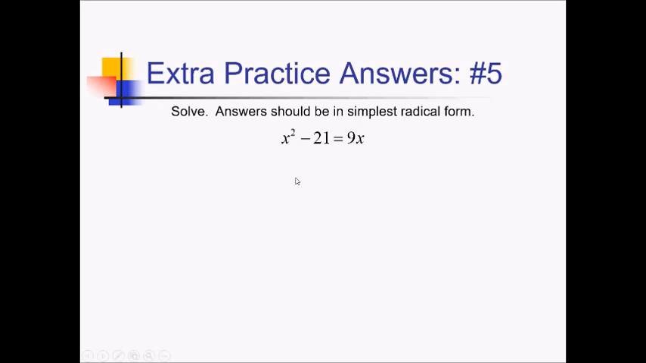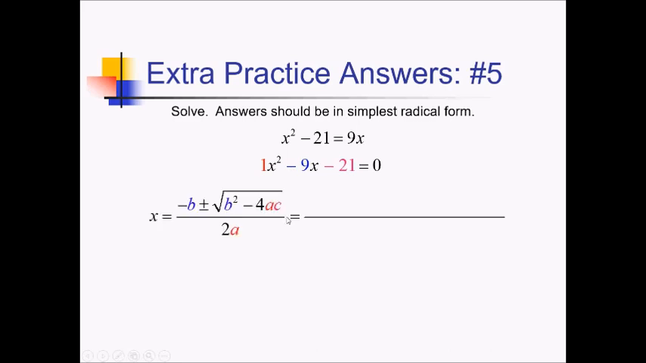So moving everything over to the left side, we've got a 1x squared. I'm just going to write that coefficient to really hammer home the point that I've got a 1 there. So we got minus 9x, and then we still have a minus 21 over there. So again, factoring doesn't actually end up working here, so we go to quadratic formula. Negative b plus or minus square root of b squared minus 4ac all over 2a. Plugging in our values, we have an a value of 1, b is negative 9, c is negative 21.